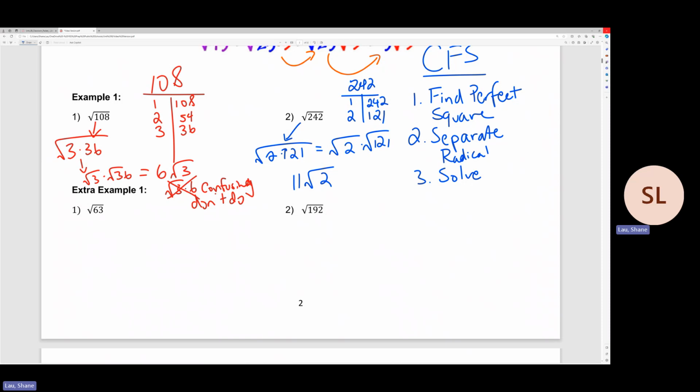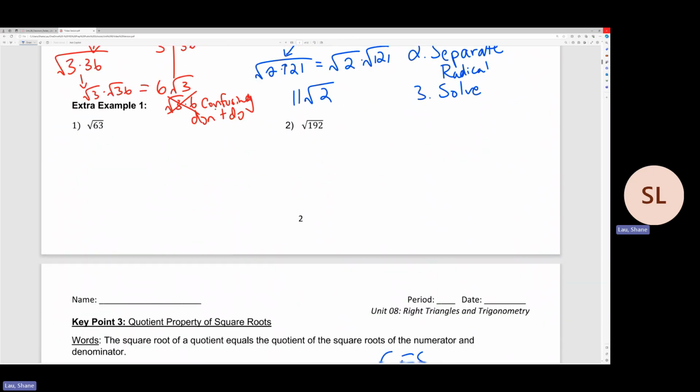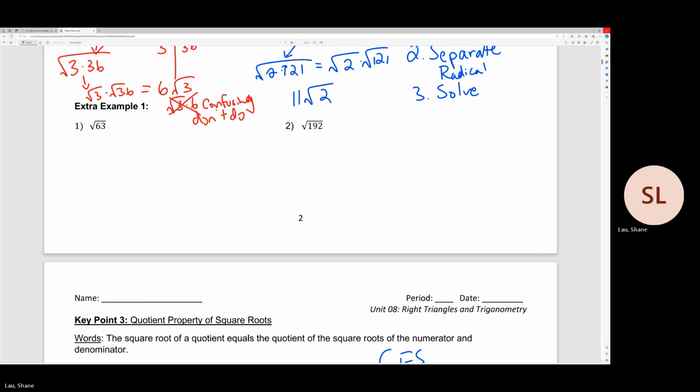Now go ahead and try extra example 1 on your own. Try 1 and 2 first, then come back. And once you're back here, we can solve this problem out. So we'll make our t-chart again, 63. 1 and 63, of course. It's odd this time, so we're just going to skip 2. We know 3 is going to be correct here because 63 is divisible by 3. That is 21.